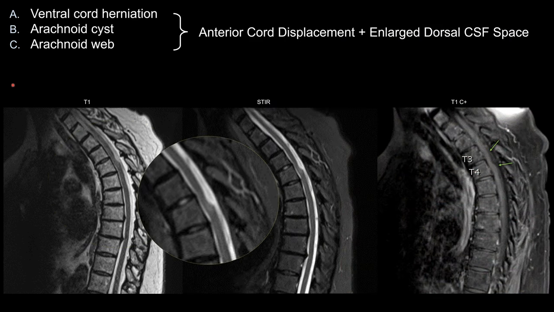So you're probably not going to come across a case like this in the general radiology core exam. But in case you do, if you see this in the thoracic spine, ventral cord displacement or dorsal cord compression, think about these three entities.